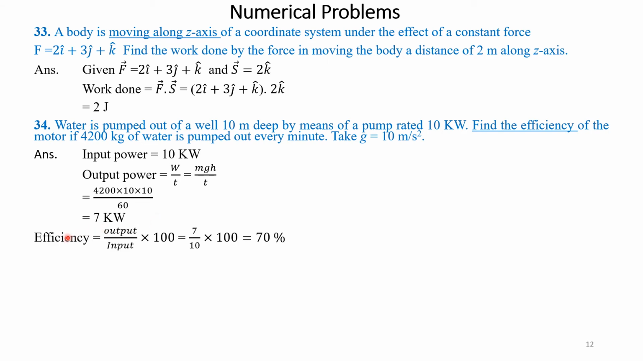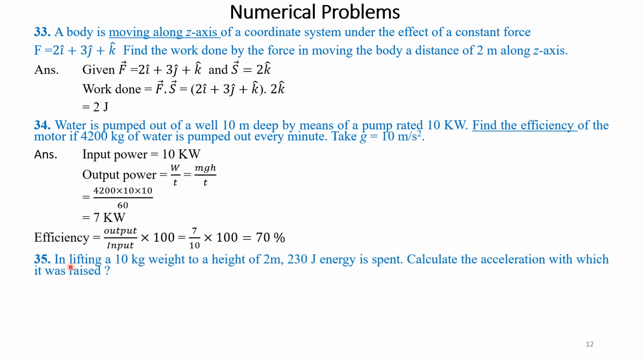Therefore, efficiency, we know by definition, is output by input. Input is given as 10 kilowatt, output we have calculated as 7 kilowatt, into 100. Therefore, substituting 7 by 10 into 100. So, efficiency is 70%.